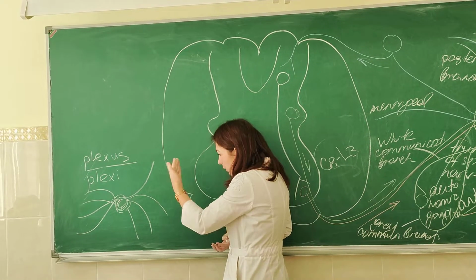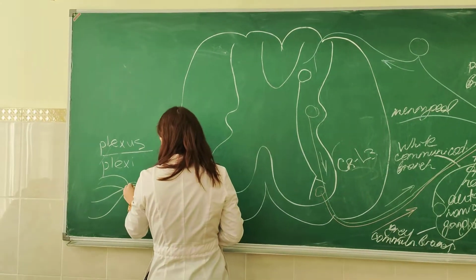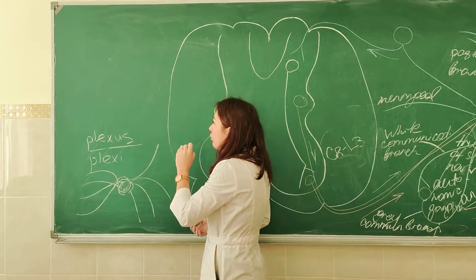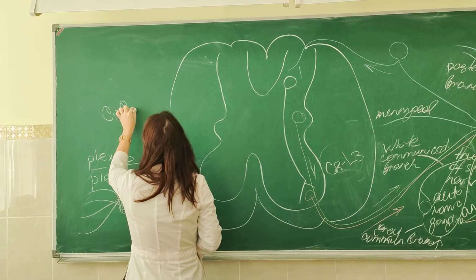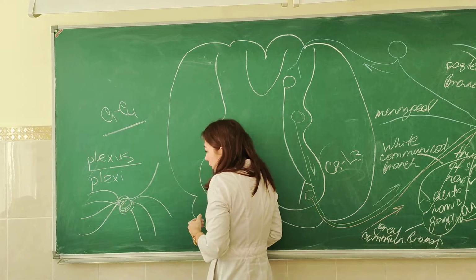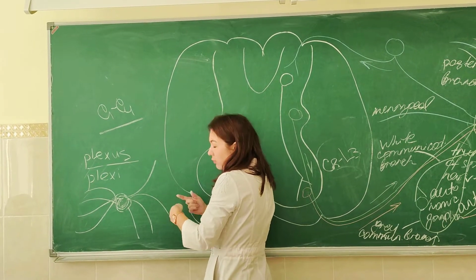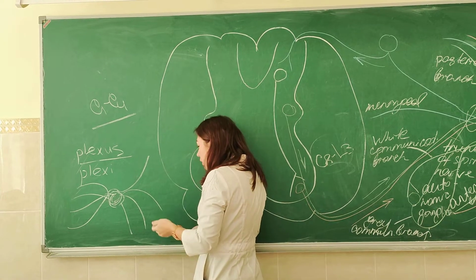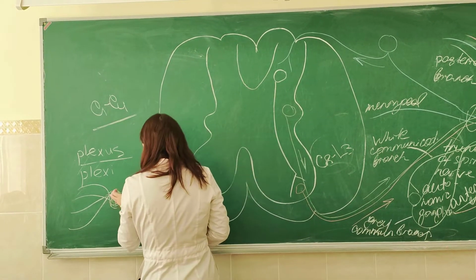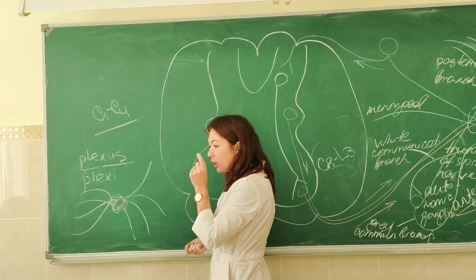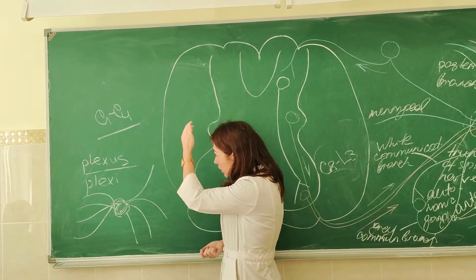For example, the cervical plexus, this is the first plexus which we will study, is formed by anterior branches of spinal nerves from C1 to C4. And it gives different branches. For example, one of the branches is the phrenic nerve. So the phrenic nerve consists of anterior branches from C2 to C4 spinal nerves.